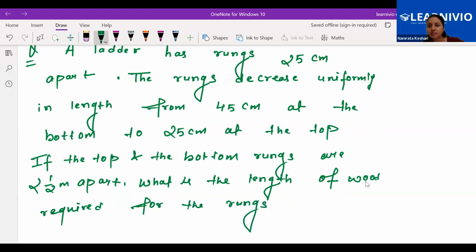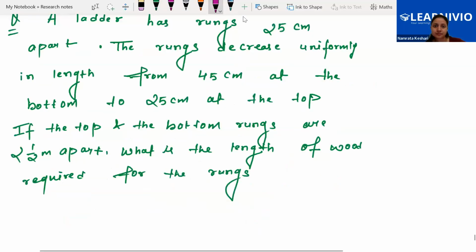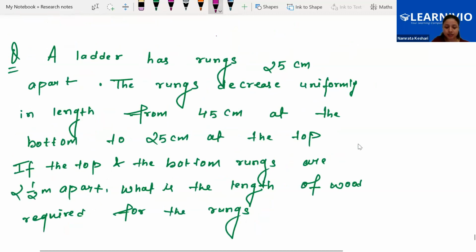Let me draw the figure. Do try solving this one. Rung means, I'm showing you, let me draw the figure.